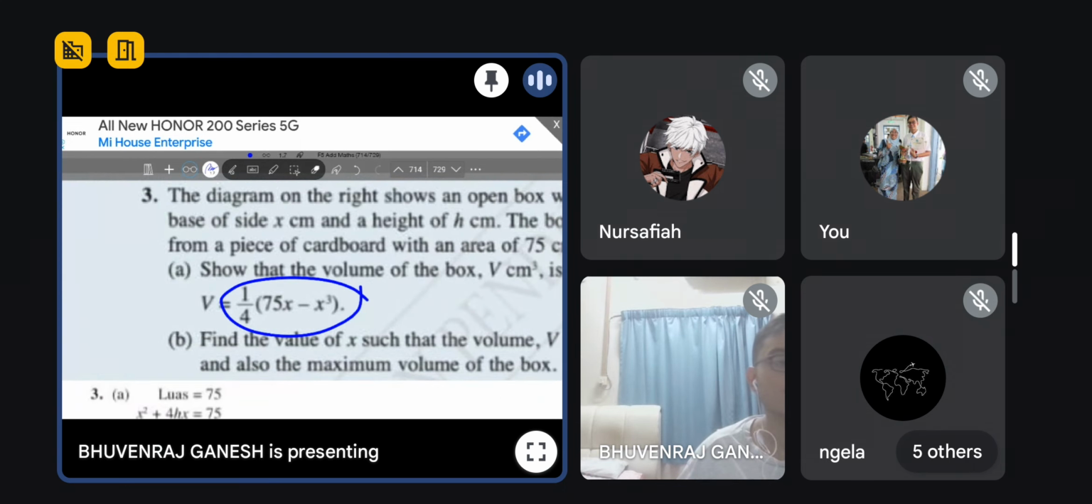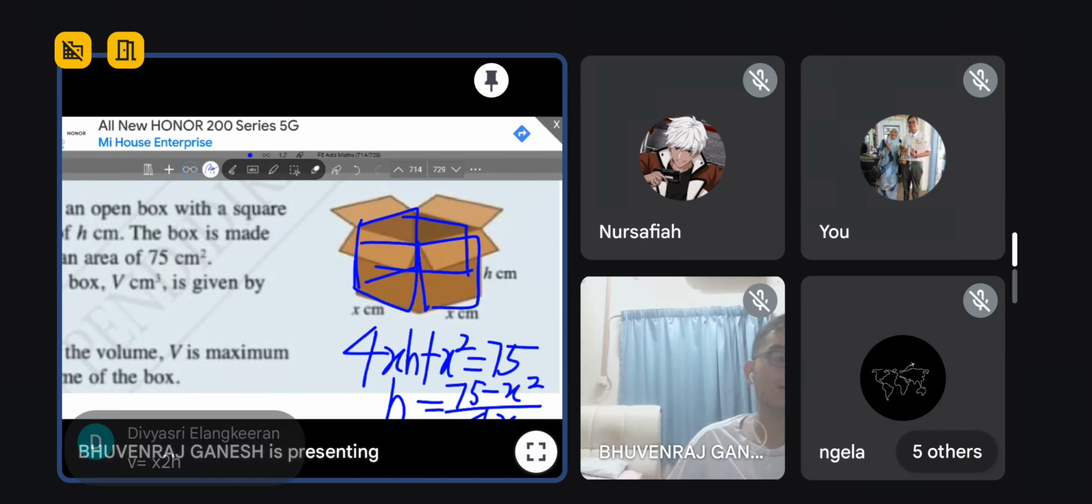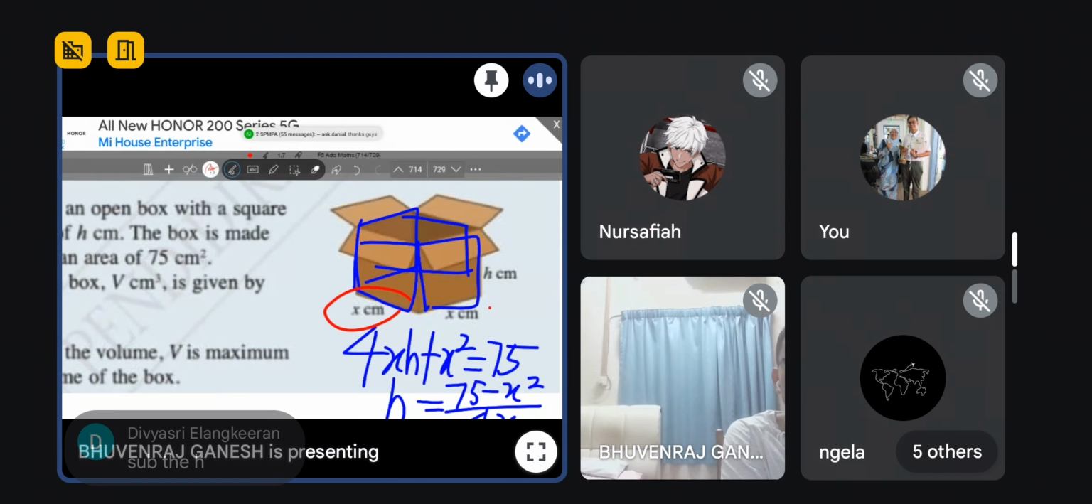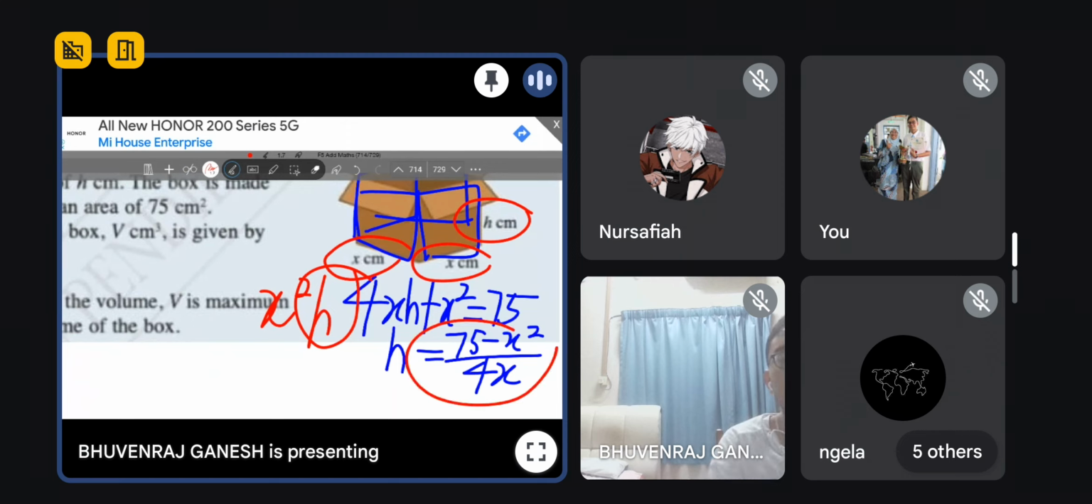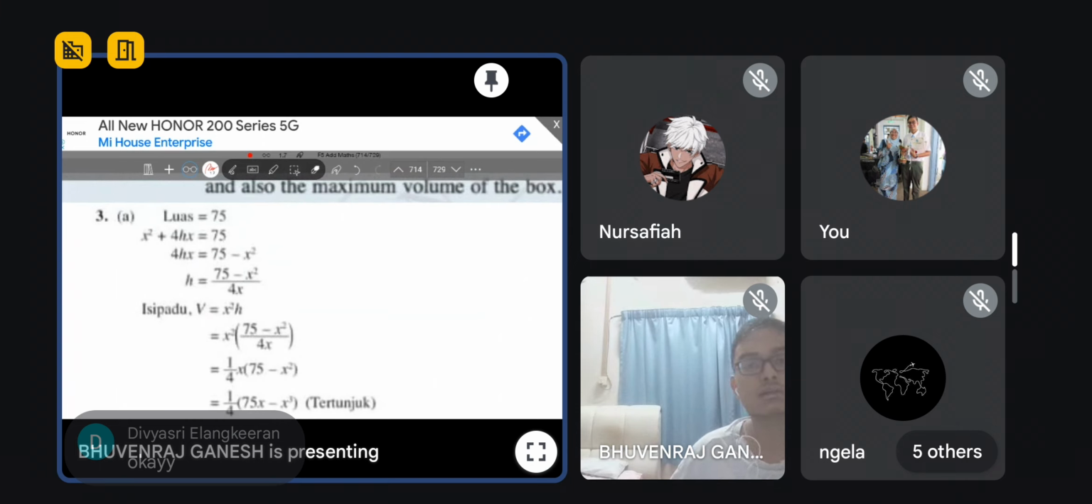Okay, so now for the volume of the box. Can you all tell what is your expression for the volume of the box? What is the formula for volume? Very good. This is your volume of the box, x square h. You got x times x times h. Then h I can substitute with this value. Then you can count your answer already. Alright guys, so this is your final answer. So you have shown it, already proven.